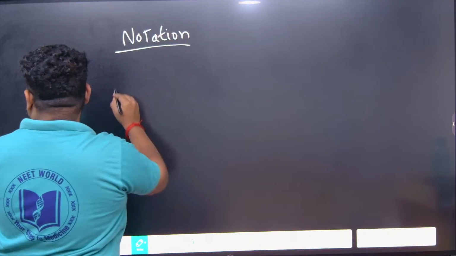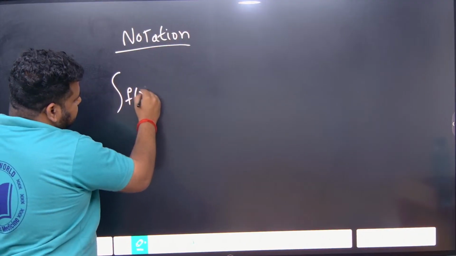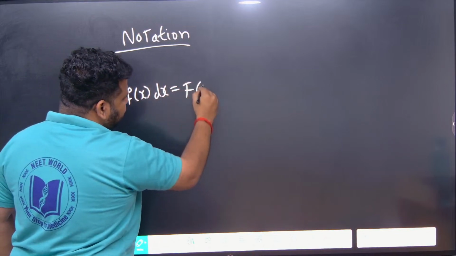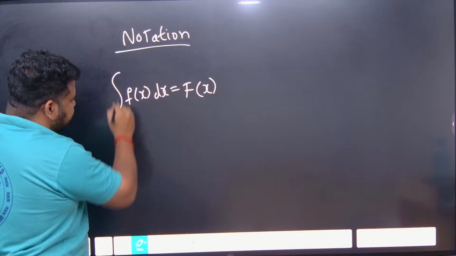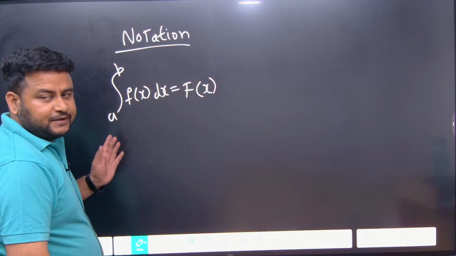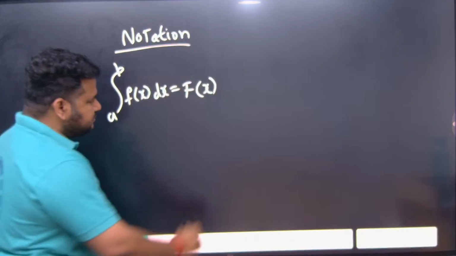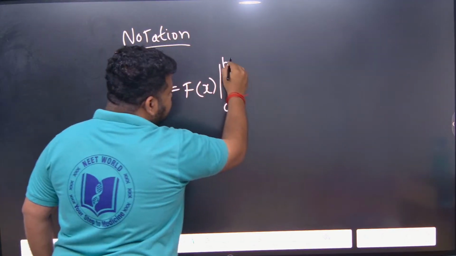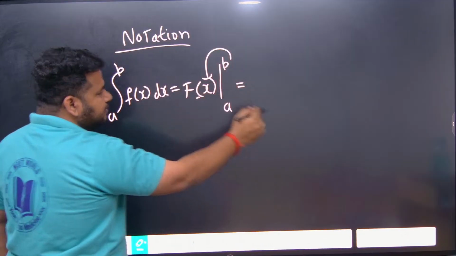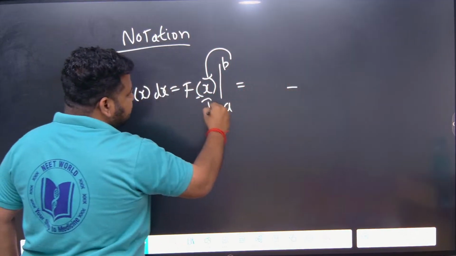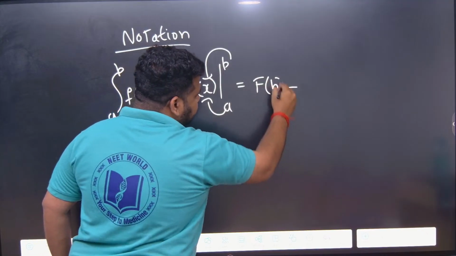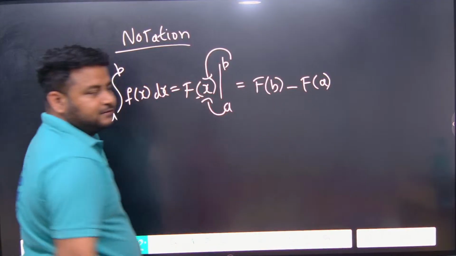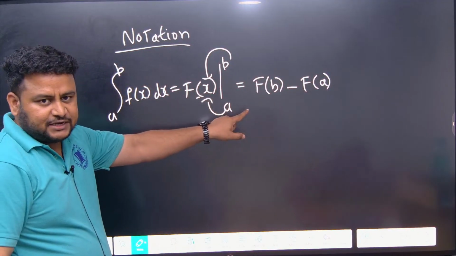If you talk about integral of f of x dx, if we will get some value, capital F of x, here the bound is there, a to b. So if you get the value F of x, you will write the range here, a to b, then what will be this value? So first you will put the upper limit and then you will subtract and you will put the lower limit. So this will become what? F of b minus F of a. Upper limit minus lower limit, you will get it.